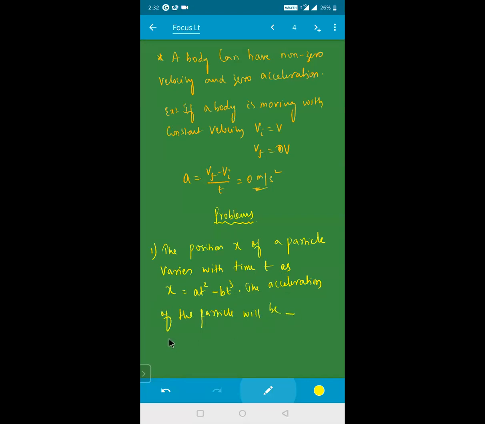Come on, tell me. First option is 2a by 3b. Second option is 1 by b. Third option is a by 3b. And the fourth option is c.